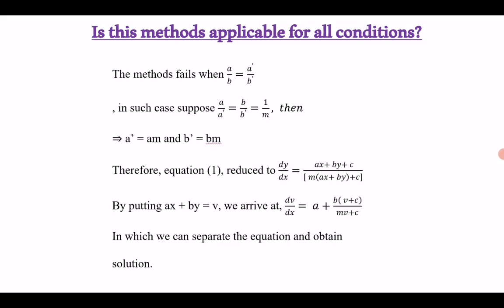Therefore, equation 1 reduces to dy by dx equals ax plus by plus c divided by m times (ax plus by) plus c. By putting ax plus by equals v, we arrive at dv by dx equals a plus b times (v plus c) divided by (mv plus c), in which we can separate the variables and obtain the solution.